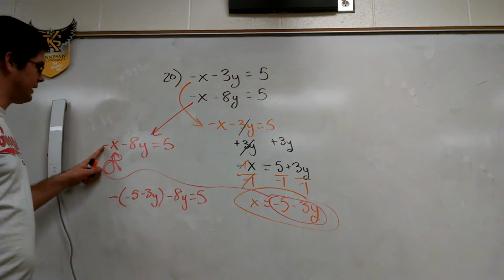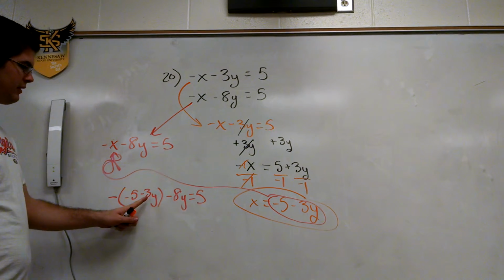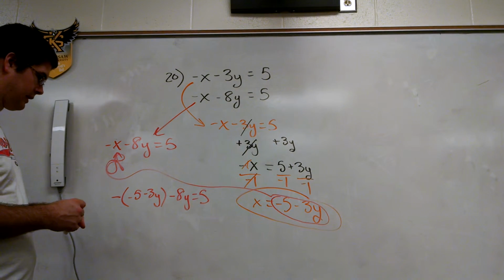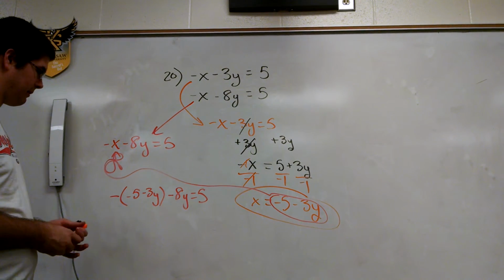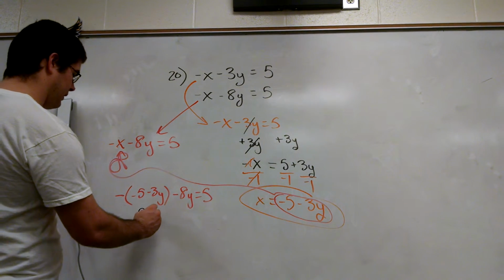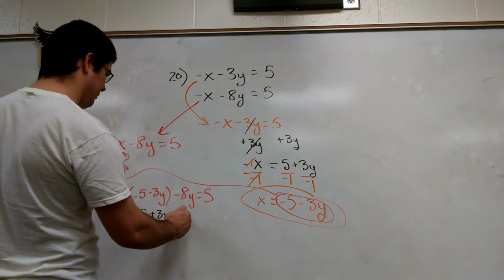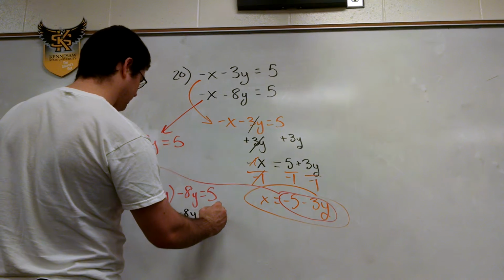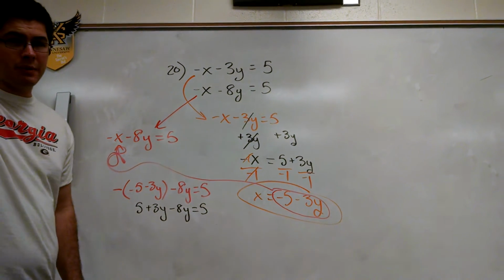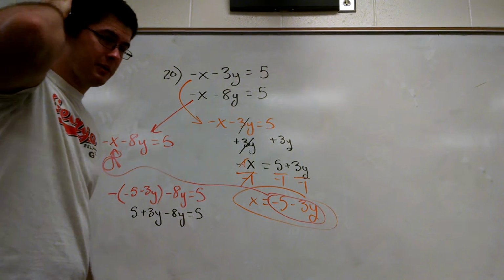Now this is tricky because it's had this little negative out here. Make sure you put everything that is x in parentheses, and then you're going to have to distribute that negative. Right? So I'll go back to my black. So negative, distribute the negative. I get 5 plus 3y minus 8y equals 5. So this is a long way to do this problem. Okay? This is a long way to do substitution.